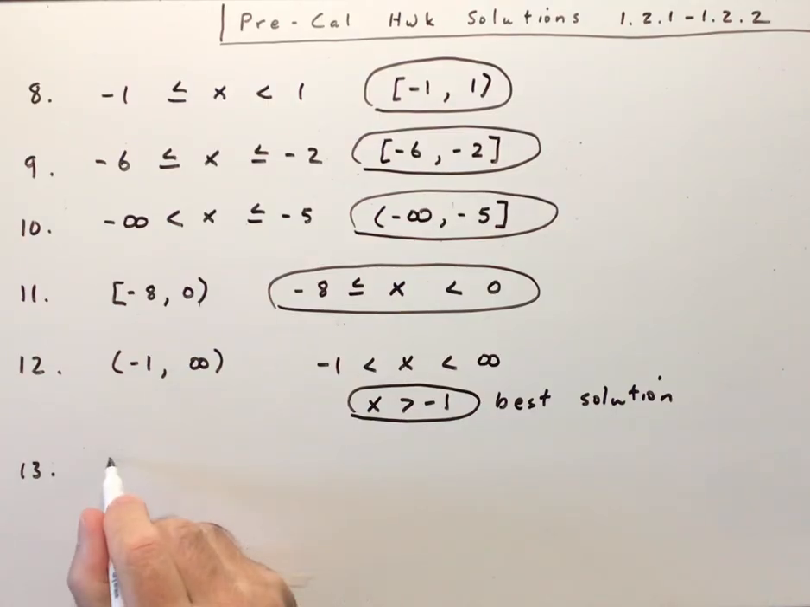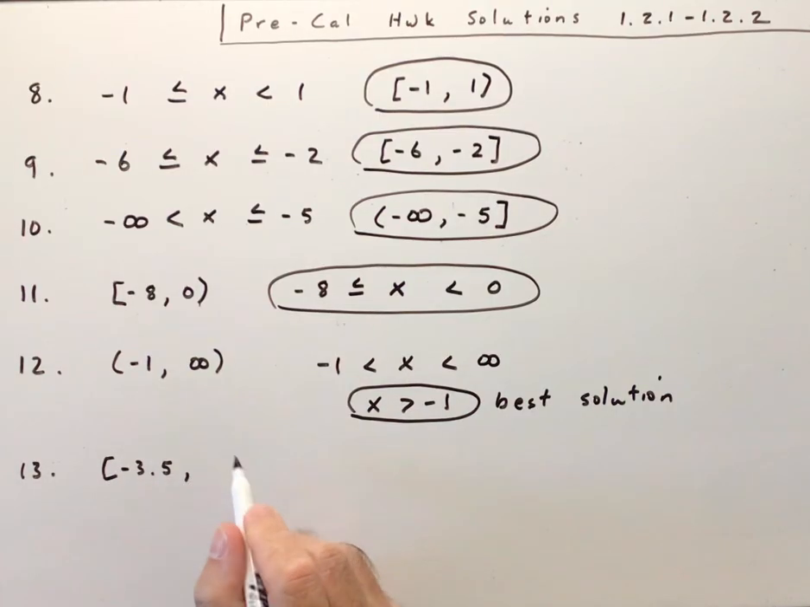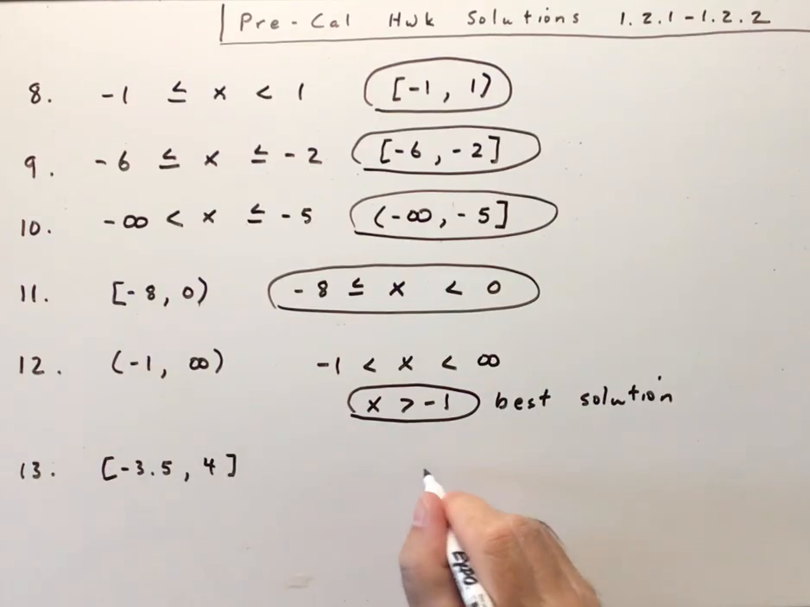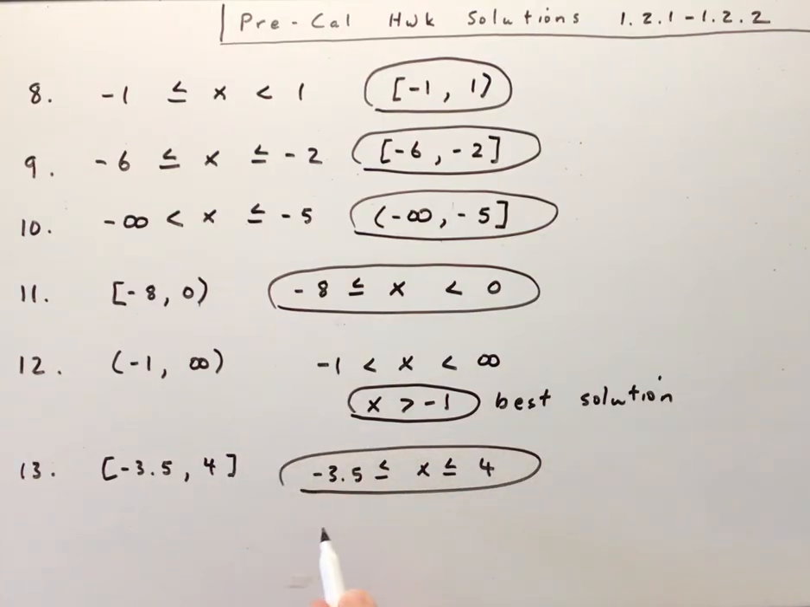All right, number 13. So we have a negative 3.5 on the left and a 4 on the right. We got brackets on both. So that one's going to be pretty simple. And we know since there's brackets, we would have the less than or equal to, and negative 3.5, 4, and there you go.